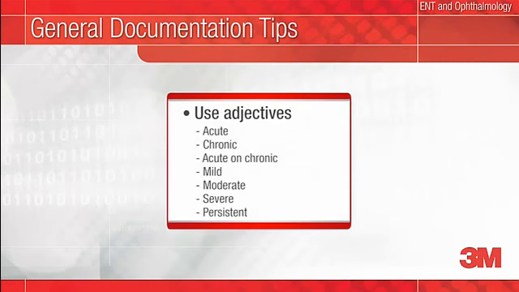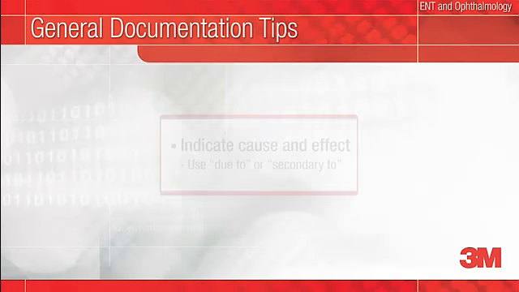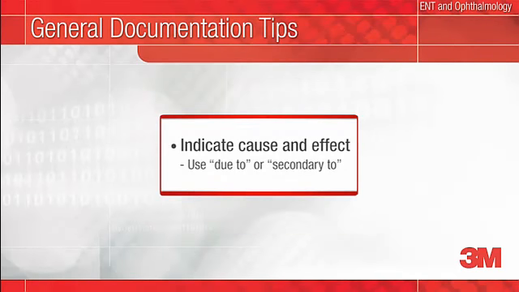Differentiate in your notes whether or not a condition is acute, chronic, or acute on chronic whenever appropriate. For example, write acute otitis media rather than otitis media. Use due to or secondary to indicate cause and effect, and to record all conditions the patient may have, such as glaucoma due to steroids.